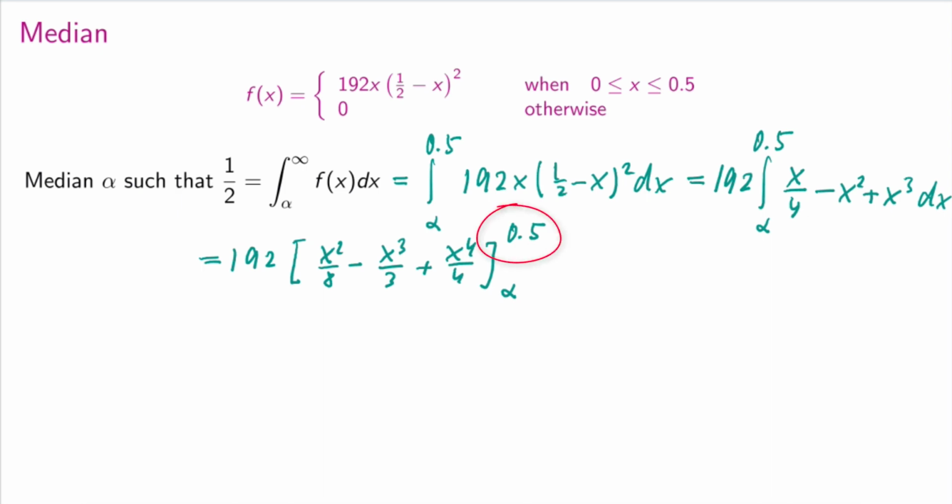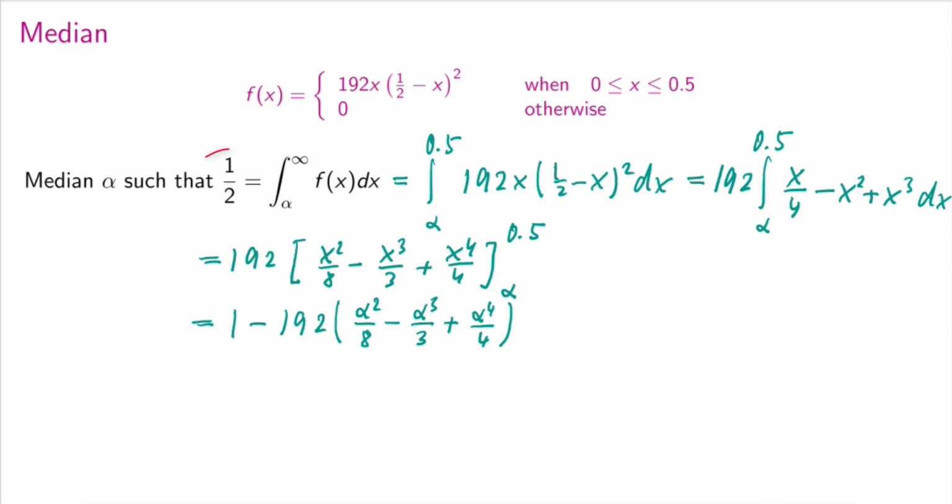And here I can use a trick. Because earlier, when I showed that f is a probability density, I integrated the whole thing to 0.5 and found the value 1. So this means if I sub in 0.5, the upper limit, I get 1, and I only need to worry about what happens if I sub in the alpha. So this gives me 1 if I sub in 0.5, but then minus everything else when I sub in the alpha: alpha squared over 8 minus alpha cubed over 3 plus alpha to the 4 over 4.